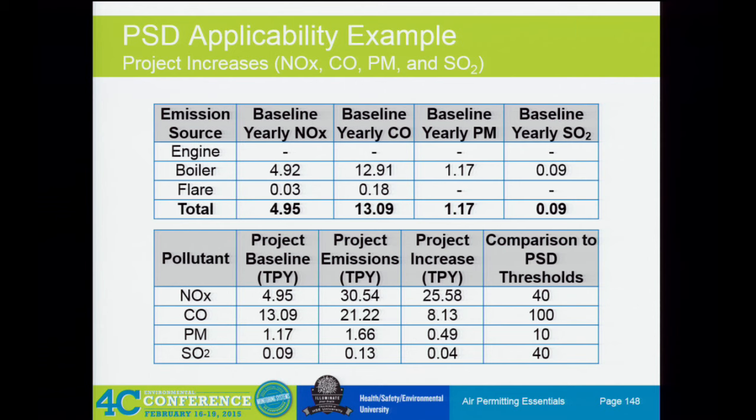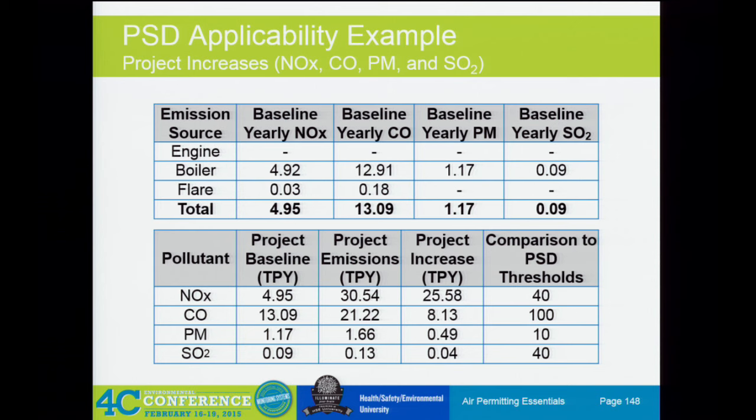We did the same thing with our NOx, CO, PM, SO2. So we have combustion sources. Our engine was new, so those are 0. Our baseline yearly determined from that 24-month period. I abbreviated it here. So that's our baseline emissions, our flare head, NOx, and CO. Summed them all up. Go down to the next line. So here we have our project baseline. Here's our calculated project emissions, and then our project increase.